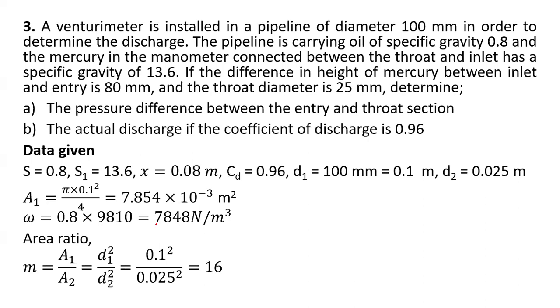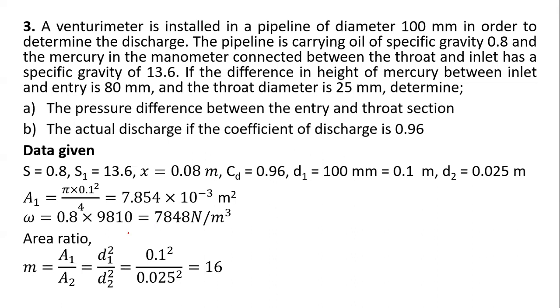Here we have now a Venturimeter. So we are told that this Venturimeter is installed in a pipeline whose diameter is 100 millimeters. All they want is to determine the discharge. Specific gravity of that oil flowing in the pipe, 0.8. Specific gravity of the mercury, 13.6. Then the throat diameters are 80 and 25, both in millimeters.